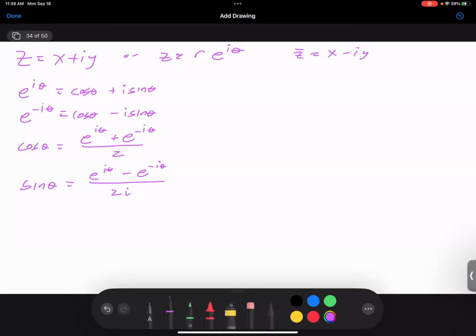How many of you have seen hyperbolic functions? As an aside, the hyperbolic cosine of theta is e to the theta plus e to the minus theta over 2. And this is really like the cosine of the imaginary number times theta.